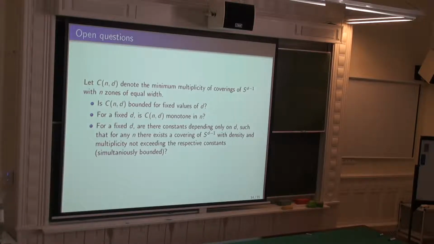And some open questions to finish with. If C(n,d) denotes the minimum multiplicity of coverings on the sphere with n zones of equal widths, we are curious whether C is bounded for fixed d or not. For a fixed d, is this C(n,d) even monotone? We don't know that either. And for a fixed d, are there constants that depend only on d, such that for any n, there exists a covering with both the density and the multiplicity not exceeding this constant, so they could or could not be simultaneously bounded.